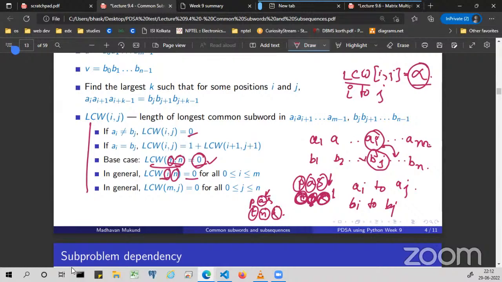That's why this value is I. But I have reached the end of this string and yet not got any matching. That's why I am putting the value 0. Okay, so that is also 0.